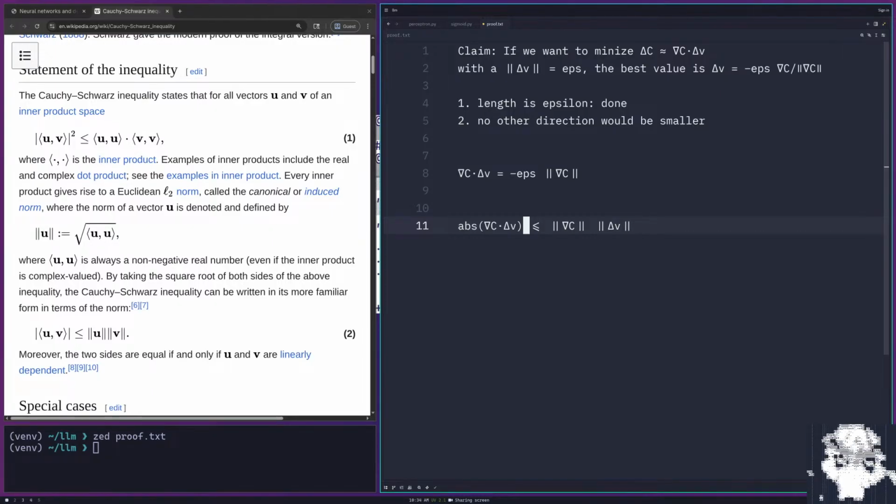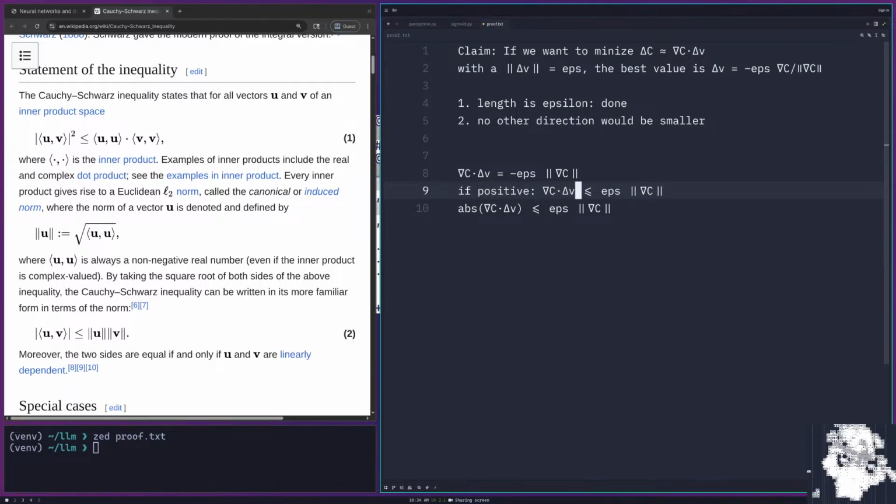So this is what we know. We know delta V is just epsilon, so we can move the epsilon out here. Okay, so if the absolute value is less than this, that means we have two equations. If it's positive, it's less than or equal to that. If it's negative, it's greater or equal to that, right?